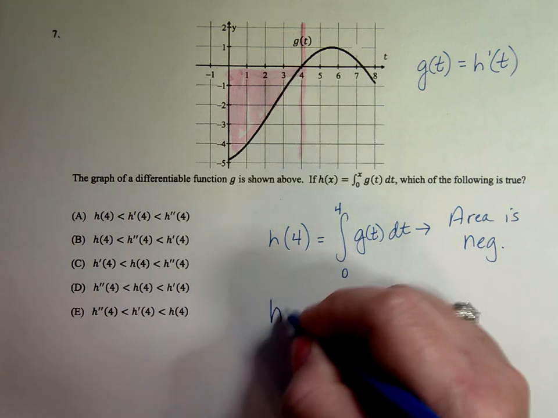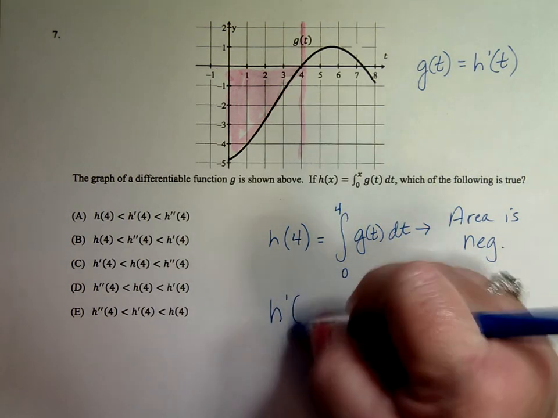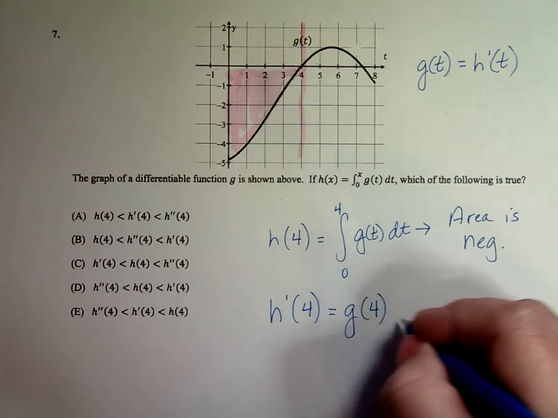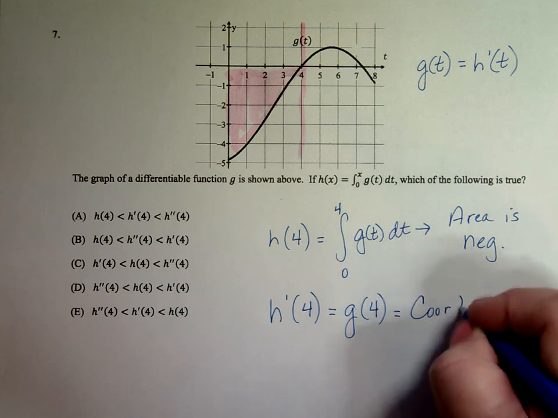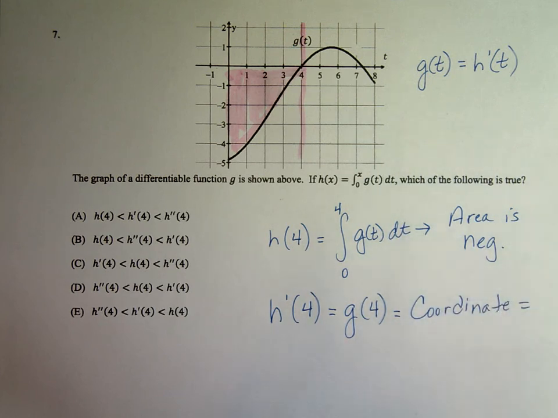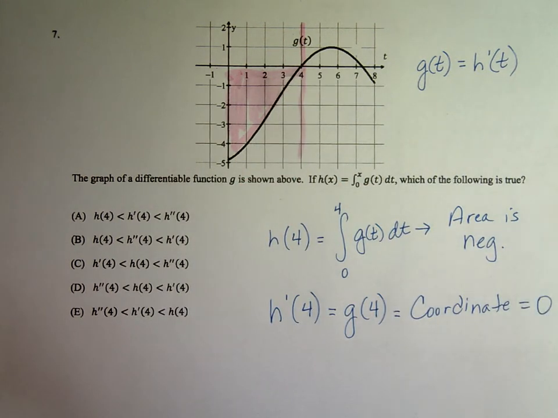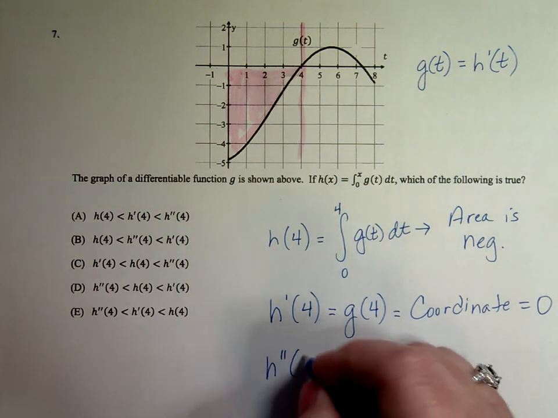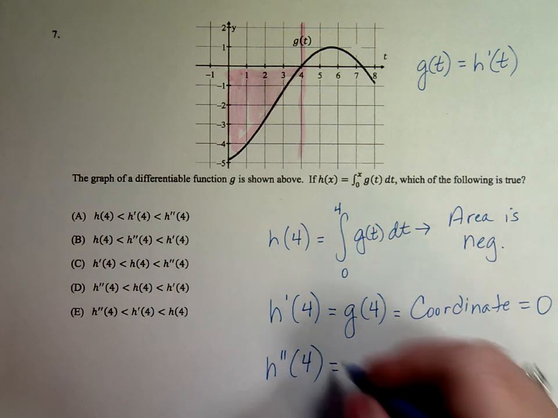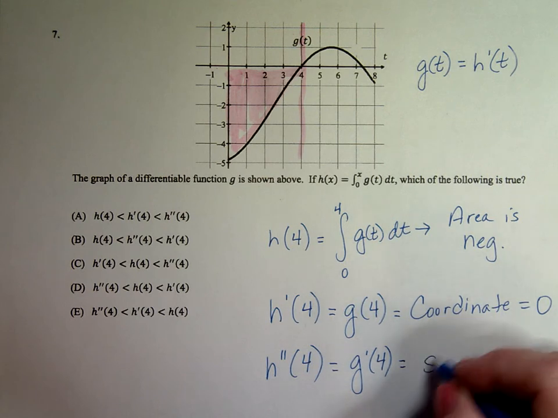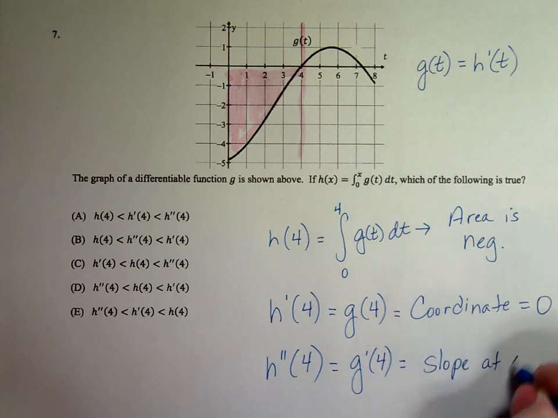h prime of 4 is the same thing as g of 4, which means it's the coordinate. What's the coordinate at 4? It's (4, 0). And then I need to get to h double prime of 4. If I'm looking at that, it's g prime of 4. Well, g prime of 4 is going to be the slope at 4. If I look at the slope here, what's happening with the slope of those tangent lines? They're all going to be positive.